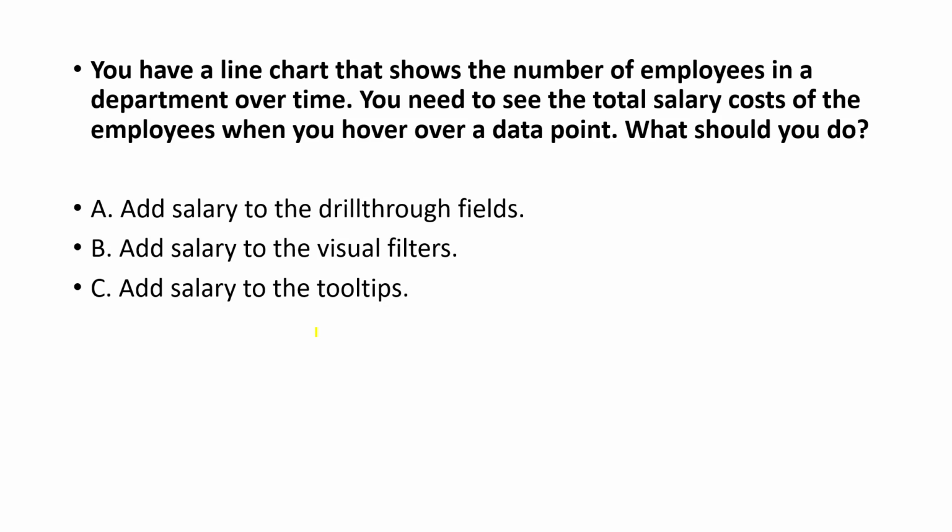See, when you are hovering, there is something black that comes up. It is known as a tooltip. Okay, so the correct option for this is, with this keyword, hover over a data point, you can identify the correct option is add salary to tooltips. So with the tooltip functionality, if you are hovering on any chart, let's say Germany is there, then the total sale of that Germany and the name of the country will be shown there.